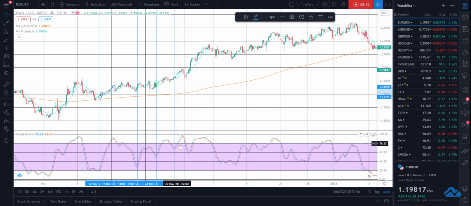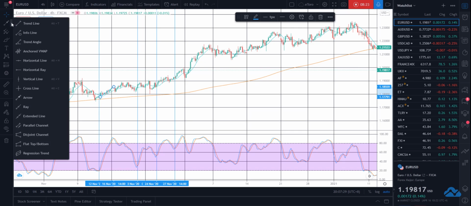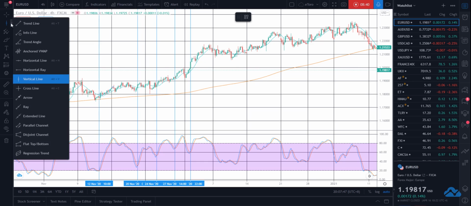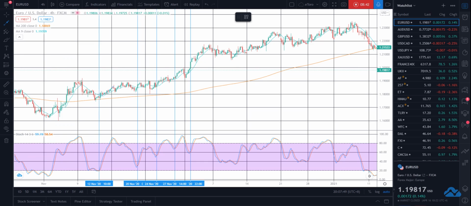Sometimes it helps a lot. For example, I'm just adding another vertical line to show you what I'm talking about. Here you can see another buy signal. Then you open and you stay in the trend.